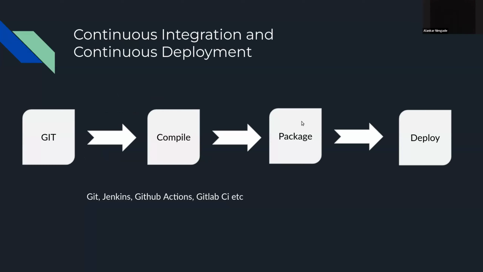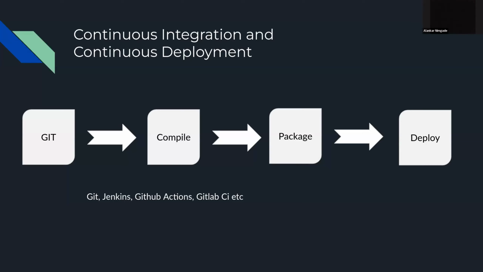So CI/CD stands for continuous integration and continuous deployment. You need to have source control, Git, where all your developers will commit their code and push the code. So that would be your continuous integration part, where everyone is continuously updating the code and changes are happening. And continuous deployment would go into your deployment pipeline.